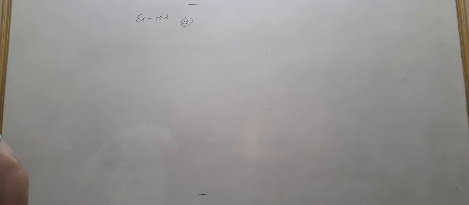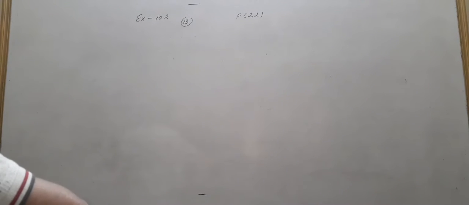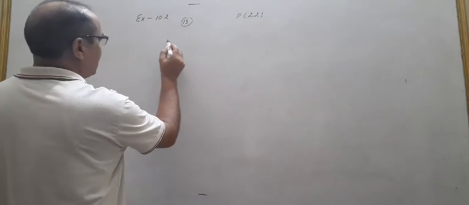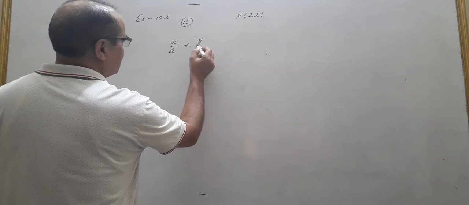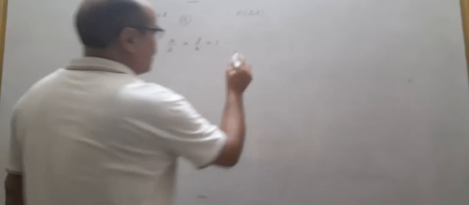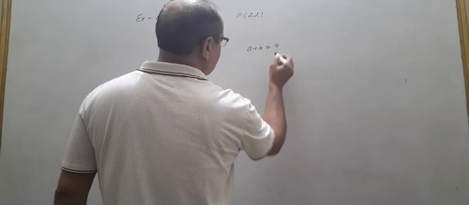Find the equation of the line passing through the point 2 and 2 and cutting off intercepts on the axes whose sum is equal to 9. So now, what is the intercept form? You know that x upon a plus y upon b is equal to 1 is the intercept form of a line. Now according to the statement, the sum of the intercepts a plus b is given as 9.